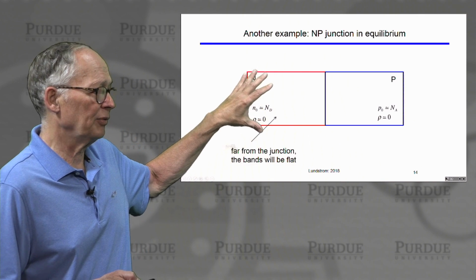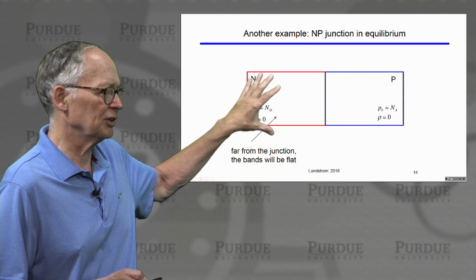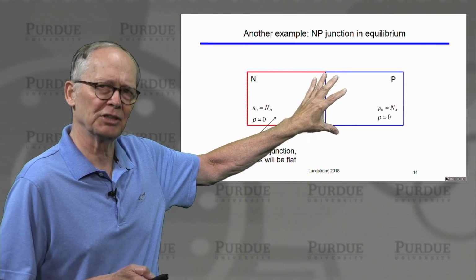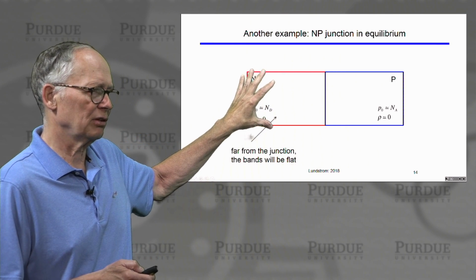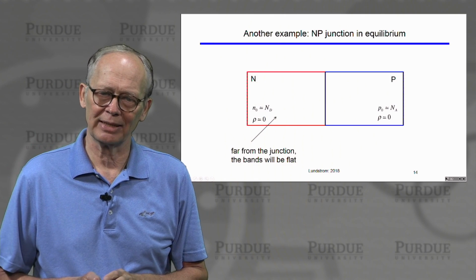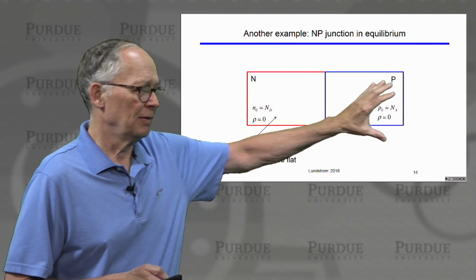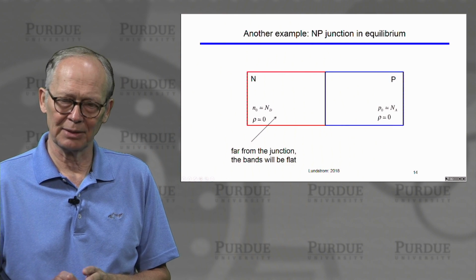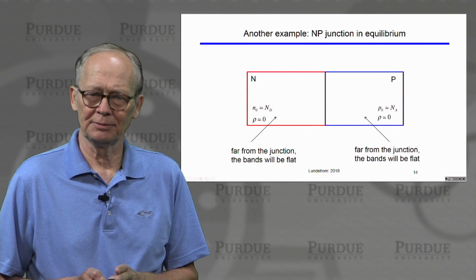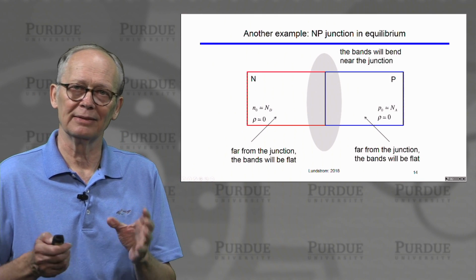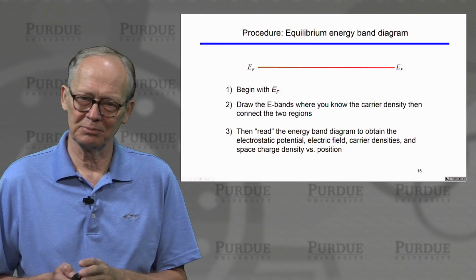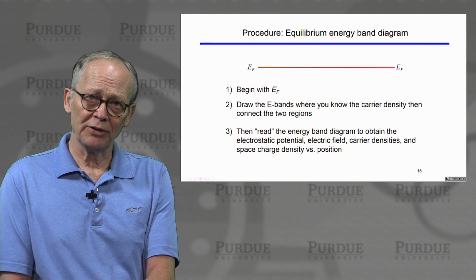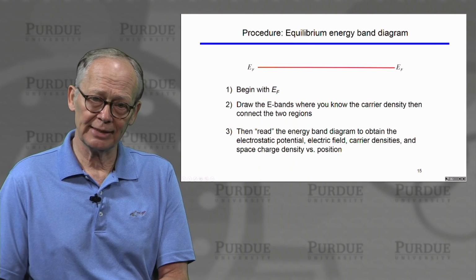Well, we know far from the junction, the region over here, the semiconductor isn't going to realize that there's a junction over here on the right. So this will just look like a uniformly doped N-type semiconductor over on the left. Far to the right, it'll just look like a uniformly doped P-type semiconductor. In the middle, the bands will bend and something different will happen. Then the energy band diagram will become more interesting. How would we draw the energy band diagram for this device?